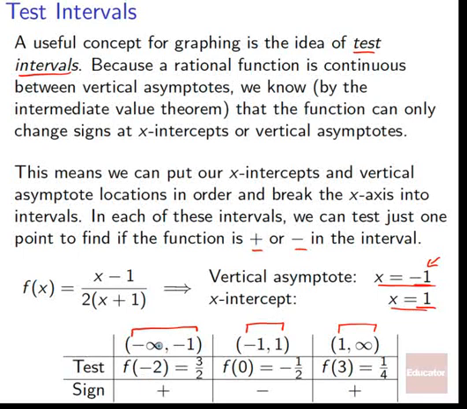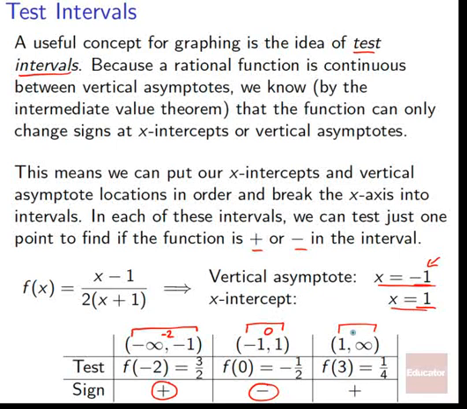So let's test any point. Negative 2 is inside of the first interval, so let's try out negative 2. We plug in negative 2, and we get negative 3 divided by negative 2, which becomes positive 3/2, so it is positive everywhere between negative infinity and negative 1. For negative 1 to 1, let's look at 0. 0 is definitely in that interval. We plug that in, we get negative 1 divided by 2, so we get negative 1/2. That means it's going to be negative everywhere inside of that interval.